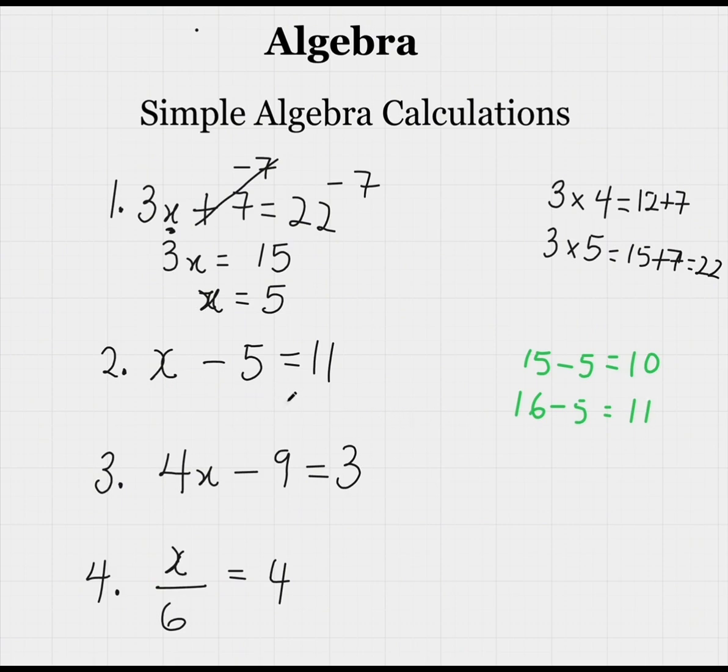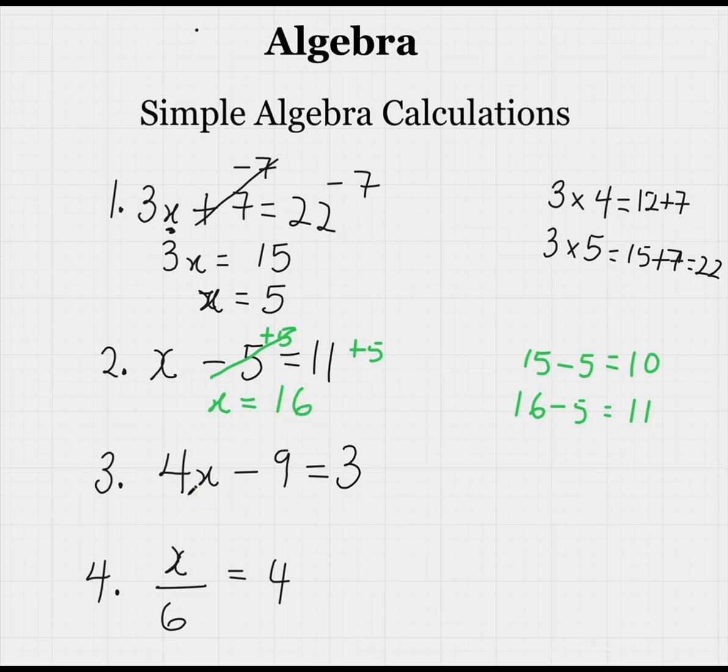Another way you can do it is you take the opposite of the number. We have minus 5 here. So the opposite of minus 5 is plus 5. So we add 5. Remember, you always have to do this on both sides. And then plus 5. And this will get rid of the 5 here. And now we have x is equal to 11 plus 5, which would give you 16.